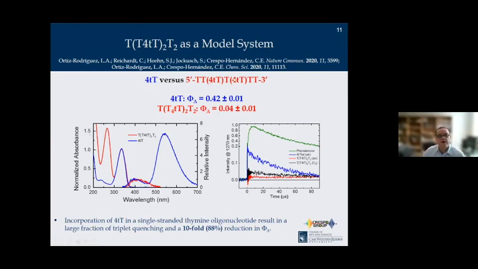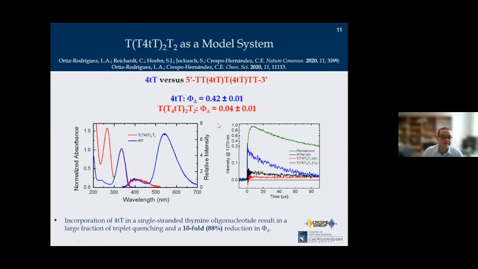In the case of the polymer, to our surprise, we only see fluorescence, and a very small amount of fluorescence. This is normalized fluorescence, but no phosphorescence at all. So that suggests to us that as soon as you put the 4-thiothymidine inside a polymer, you quench a significant fraction of the triplet state, because we cannot see phosphorescence at room temperature. And this is even purging with nitrogen, removing oxygen from the solution.